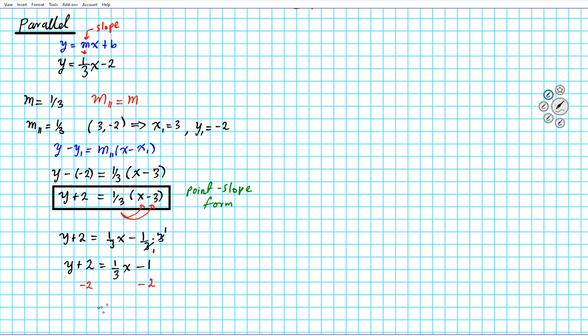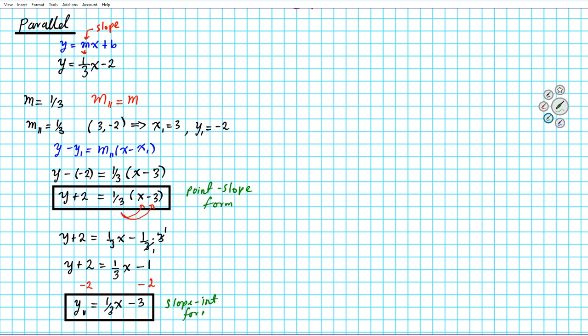And then you get your final result. You have y parallel is equal to 1/3 x minus 1 minus 2. Signs are the same. You add and keep the sign, minus 3. All right, so this is the equation of the line parallel to the given line through the given point in slope intercept form.